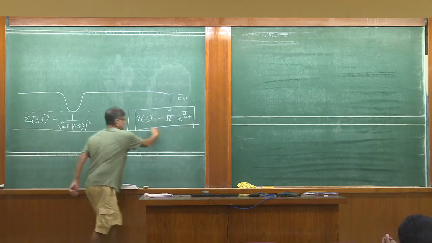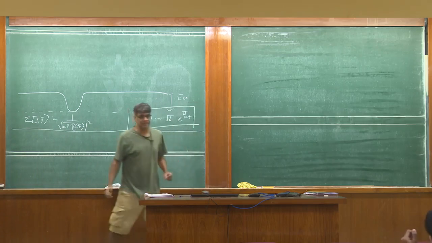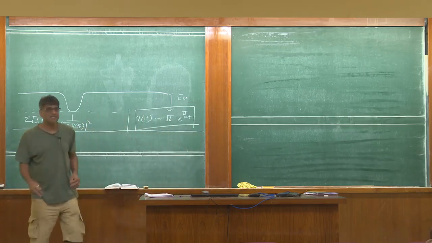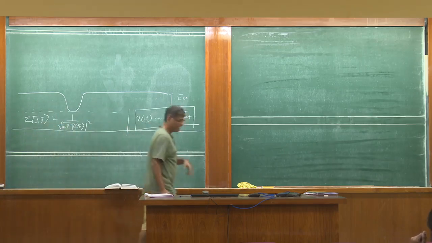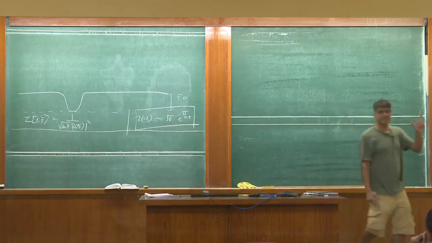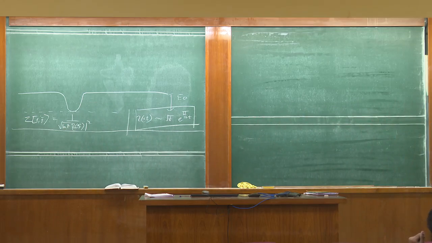The other thing we found in the last class was we derived this Cardy formula. You remember we used modular invariance of the partition function to estimate the high temperature behavior from the low temperature behavior. Low temperature behavior was very easily estimated because it was dominated by the energy of the vacuum, this minus c by 24.